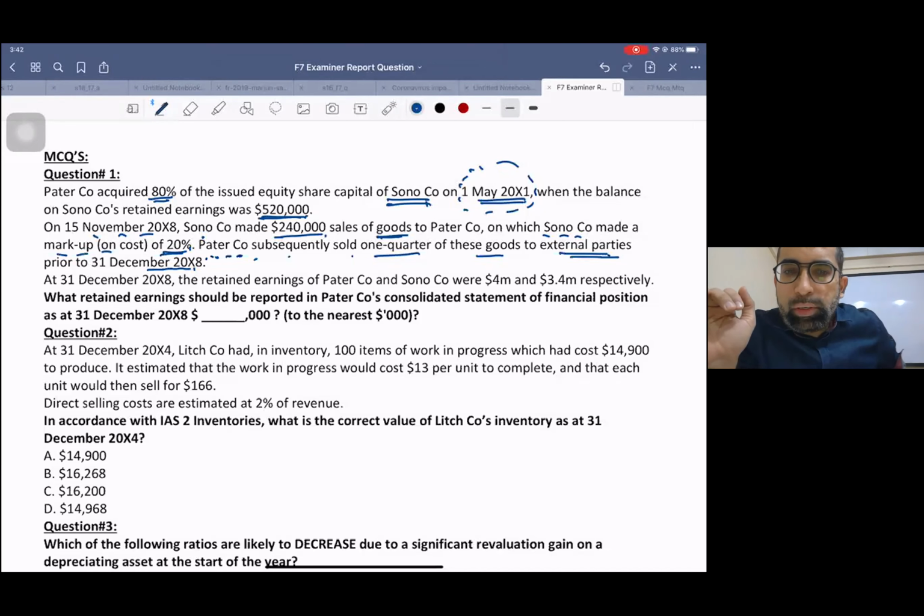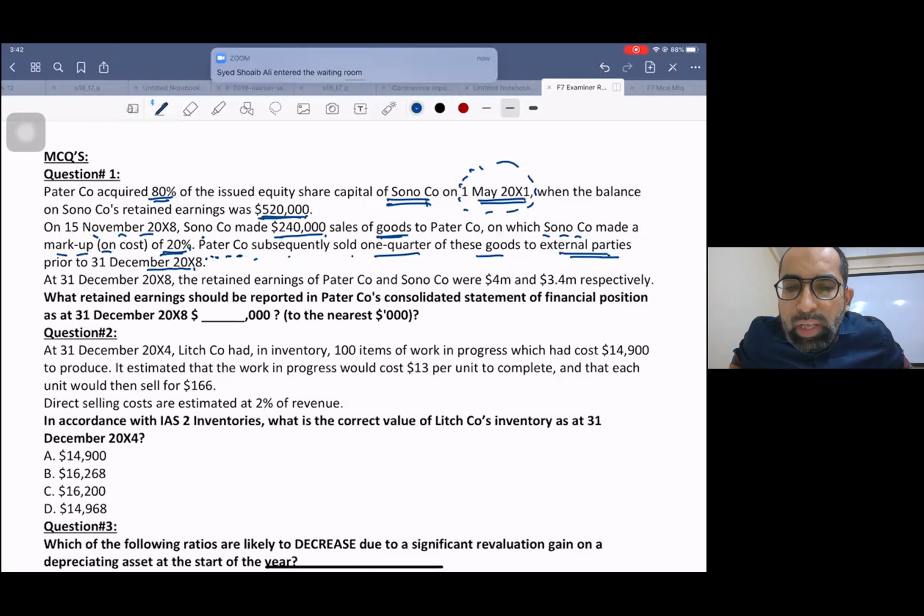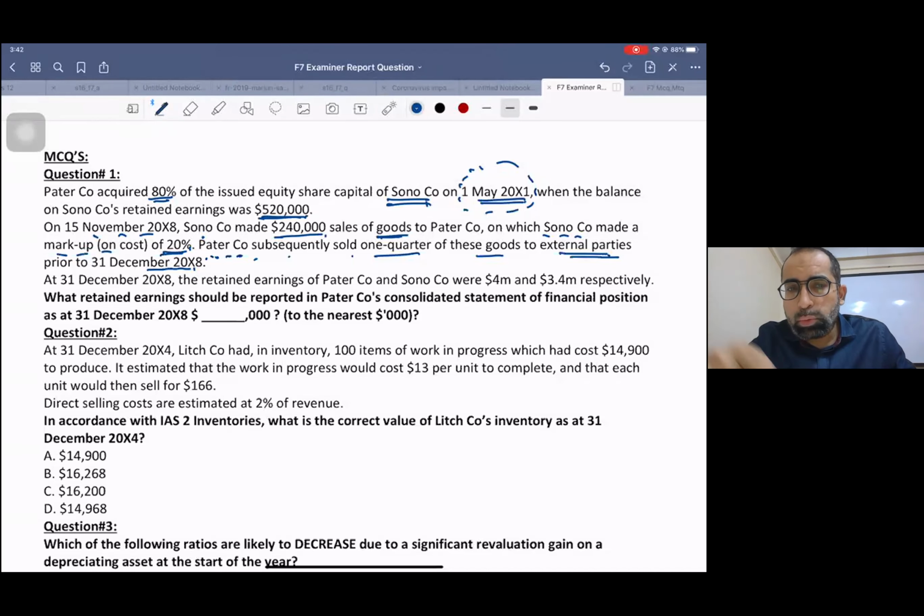So how are you going to calculate URP for this question? Simply calculate total profit first through the markup, and then multiply 75% on that total profit, you will get URP, right?